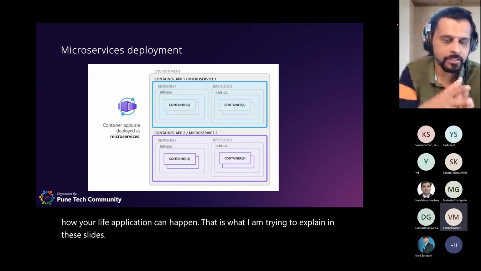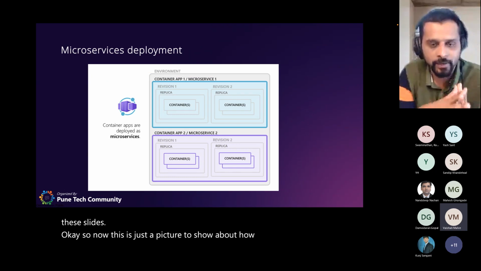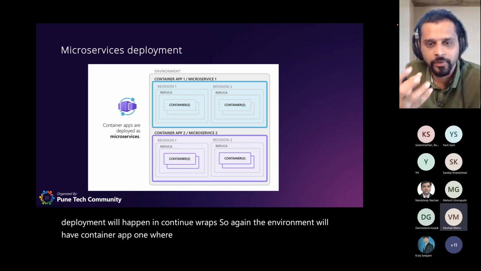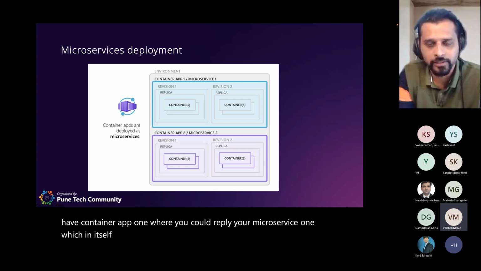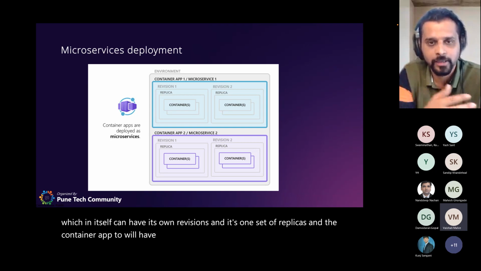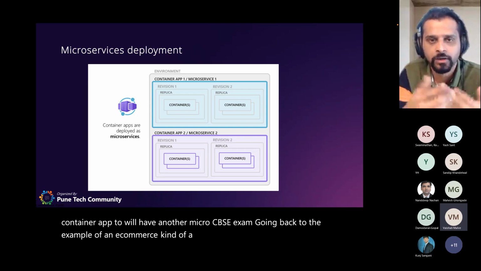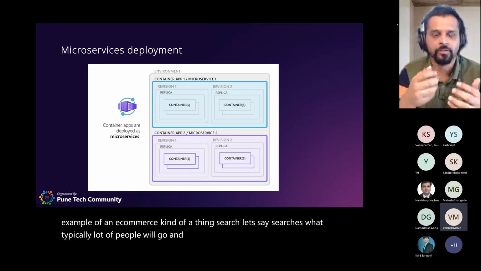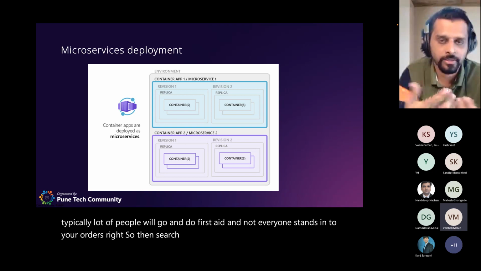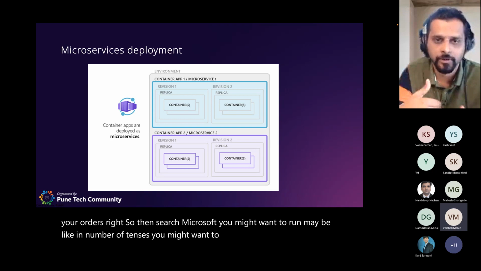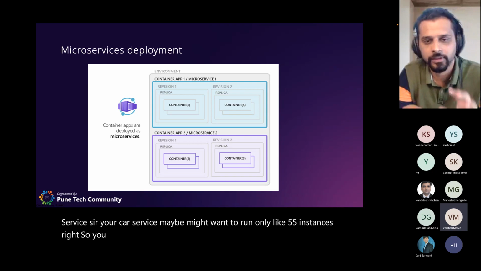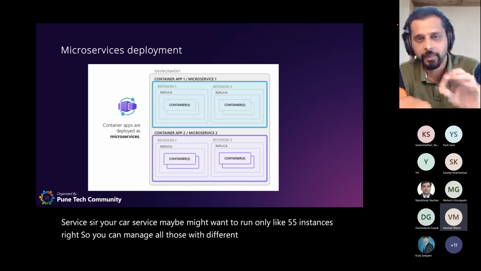Okay, so now this is just a picture to show how the microservices deployment will happen in container apps. Again, the environment will have container app 1 where you could deploy your microservice 1, which in itself can have its own revisions and its own set of replicas. And container app 2 will have another microservice. Going back to my e-commerce example, take search. Search is what typically a lot of people will do first, and not every search translates into orders. So for the search microservice you might want to run 10 instances, but for your order service or your cart service, maybe you only want to run five instances. You can manage all of those with the different container apps created within the same environment.